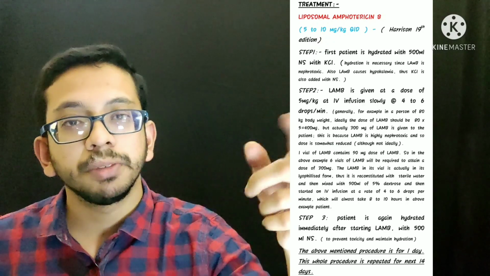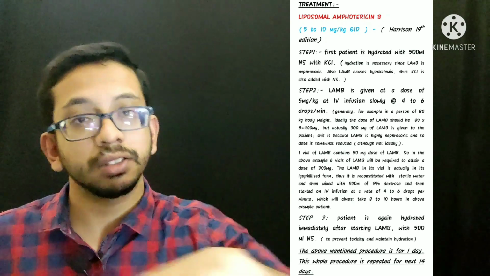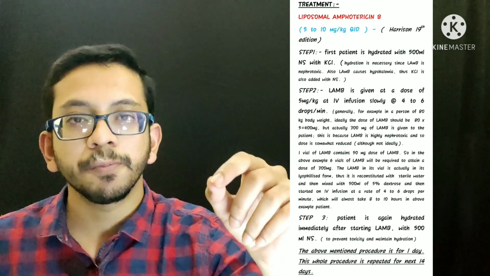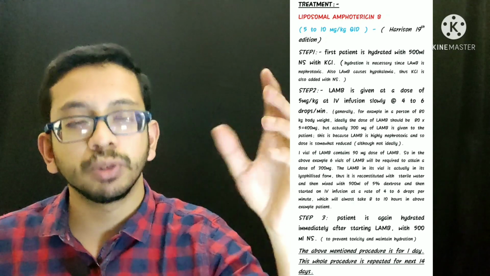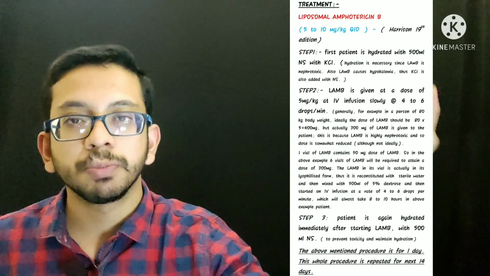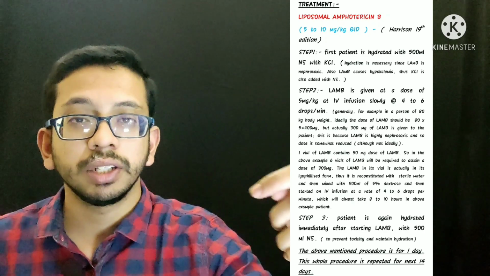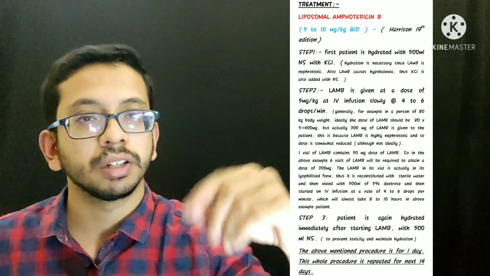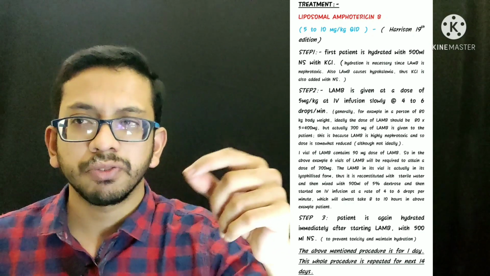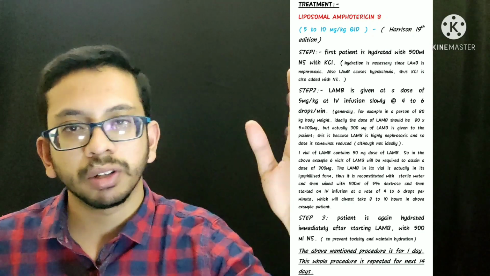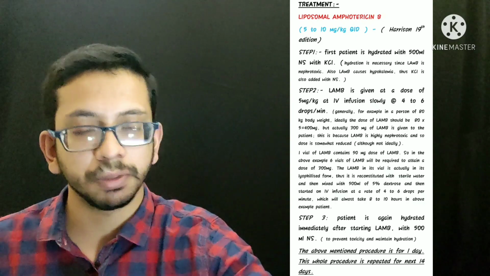Now after you have reconstituted all the 300 milligram of LAM with sterile water, then you will mix it with 500 milliliter of 5% dextrose, and this whole mixture is actually put on IV infusion slowly, at 4 to 6 drops per minute. Okay, so this is how LAM therapy is given, and at the rate of 4 to 6 drops per minute, it will take almost 8 to 10 hours for the whole process to complete.